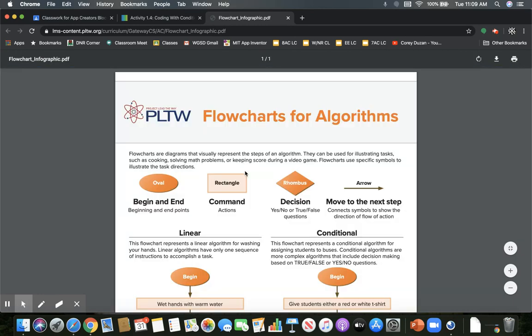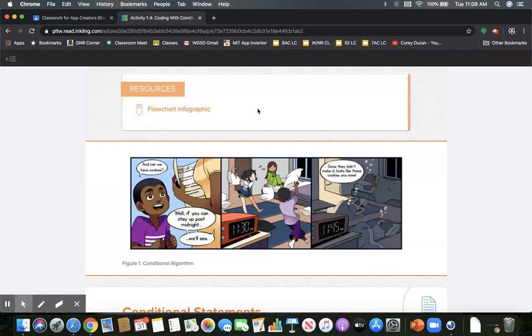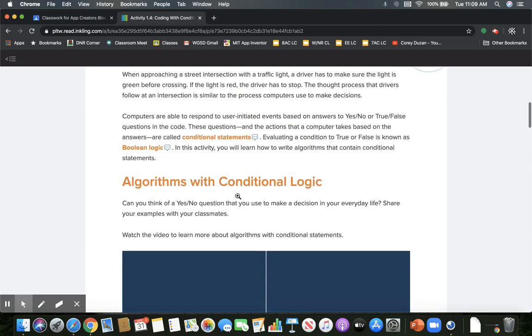Remember, this is a handout that I've given to you guys. We worked on linear flowcharts in 1.2. Today we're going to talk about conditional flowcharts, which are here. This is what's more realistic when you have scenarios that pop up that make you have to do one thing or the other.